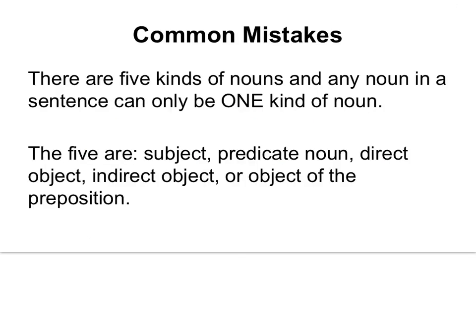I want to give you just a couple of reminders, common mistakes that I have been seeing in class. Remember that there are 5 kinds of nouns, and any noun in a sentence can only be one kind of noun. The 5 kinds are subject, predicate noun, direct object, indirect object, or object of the preposition. Once you have identified that a noun is the object of the preposition, it will not be anything else. That's why it's so great to find the prepositional phrases.